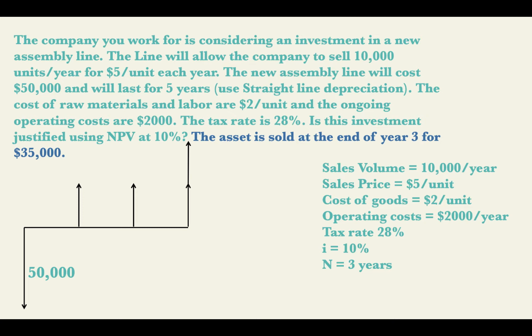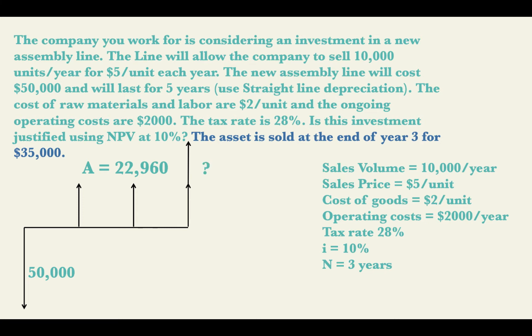So the data that I have right here is sales volume, sales price, cost of goods sold, operating expense, tax rate, interest rate, and the number of years now is 3 with a salvage value of $35,000. So we remember before we had this calculation of $22,960 when we did this calculation before. It's not going to change because everything is the same. We're just now shortening the life.